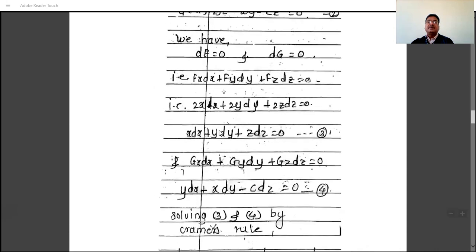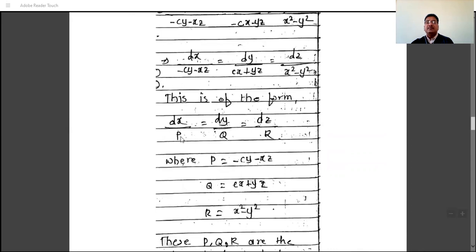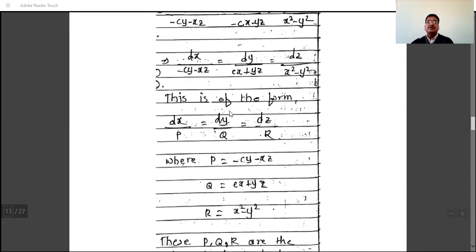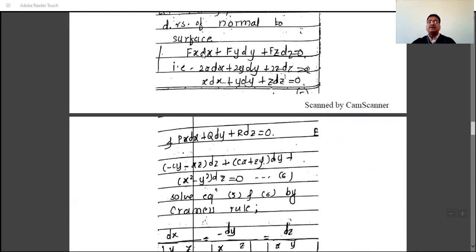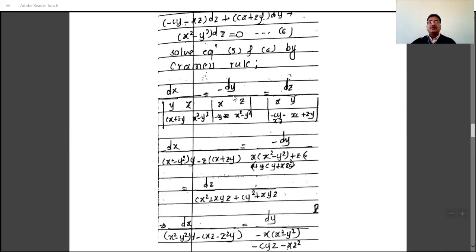So this is the procedure to solve the problems of orthogonal trajectory. That is, first find df and dg and equate with 0, solve by Cramer's rule, and then find capital P, capital Q, and capital R, that is, the direction ratios of the tangent line. And then by the condition of orthogonality, we have P dx plus Q dy plus R dz is equal to 0. Solve this equation with fx dx plus fy dy plus fz dz is equal to 0 by Cramer's rule, and obtain the solution of this equation, that is dx by p dash equal to dy by q dash equal to dz by r dash.